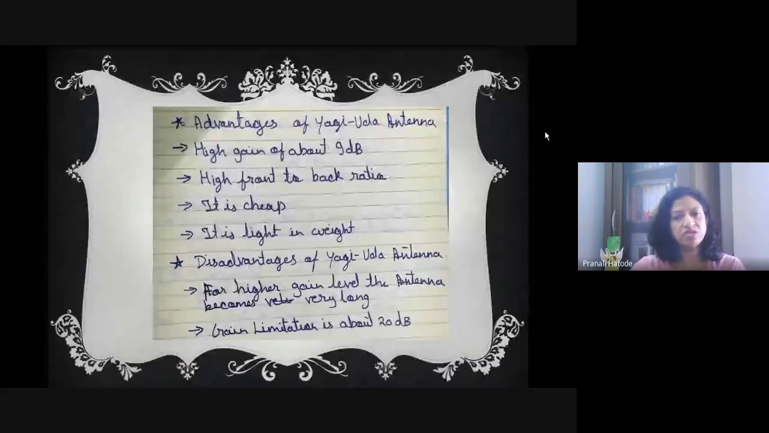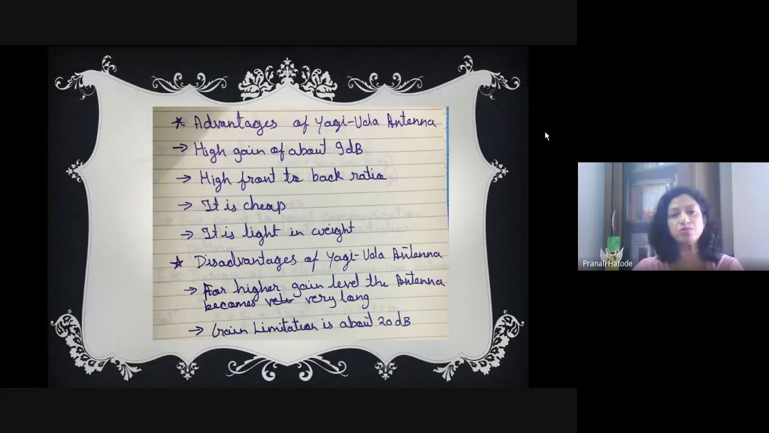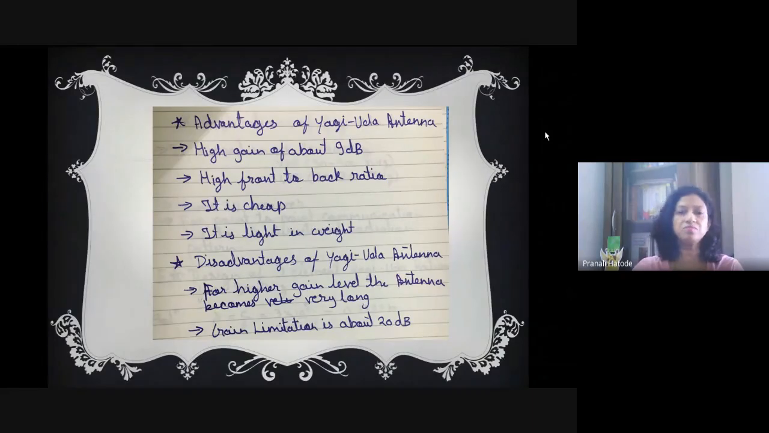Now the disadvantages of the Yagi-Uda antenna are that for higher gain levels the antenna becomes very long. If you go to 20 dB and above, then your antenna size will increase so much that it is not feasible to design this antenna. So some gain limitations are there.